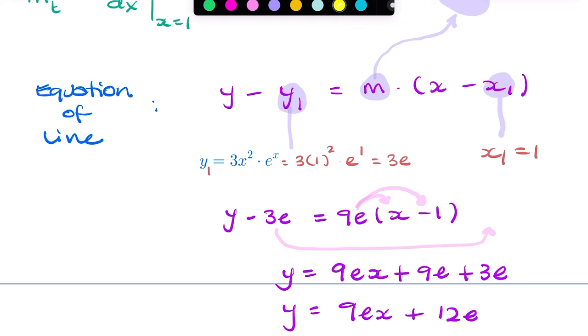And that's your equation for the tangent at the point where x equals 1. So that would be your final answer.